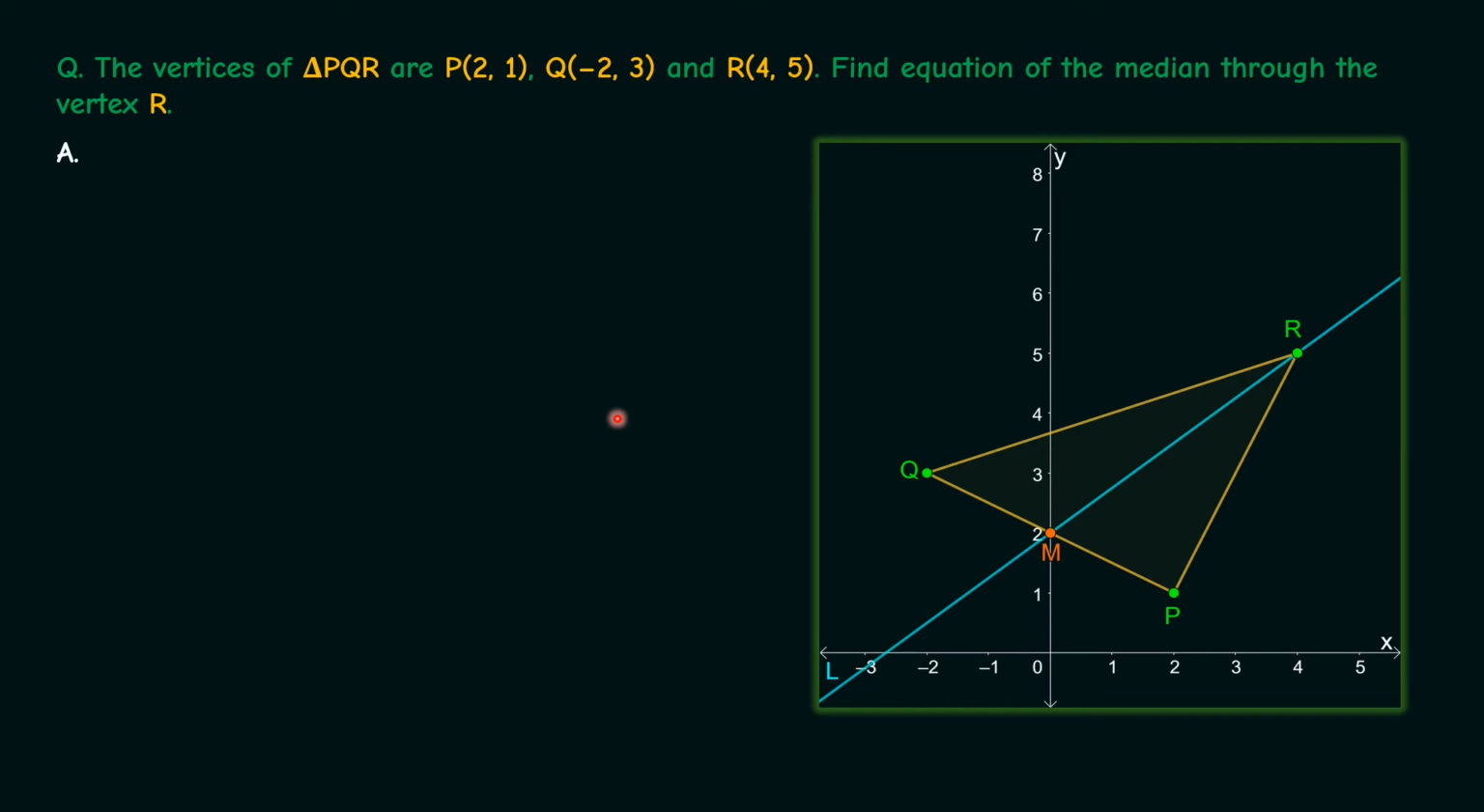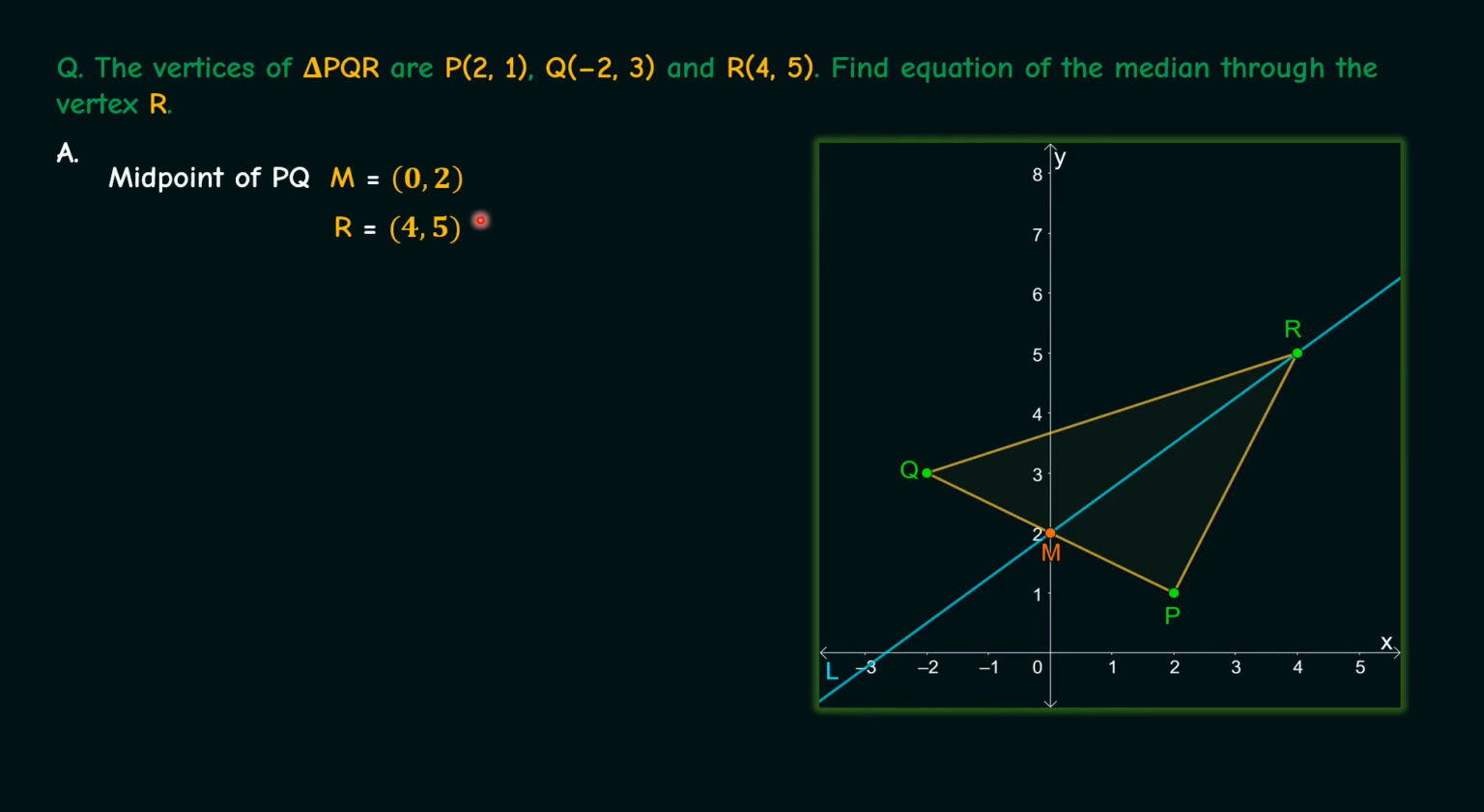So first, to solve this, we need to find the midpoint of PQ, M, which is equal to ((x1 plus x2) by 2, (y1 plus y2) by 2). That's the formula for midpoint, right? Now by substituting the corresponding values, we get the following. This is nothing but (0, 2). The line also passes through R, that is (4, 5).